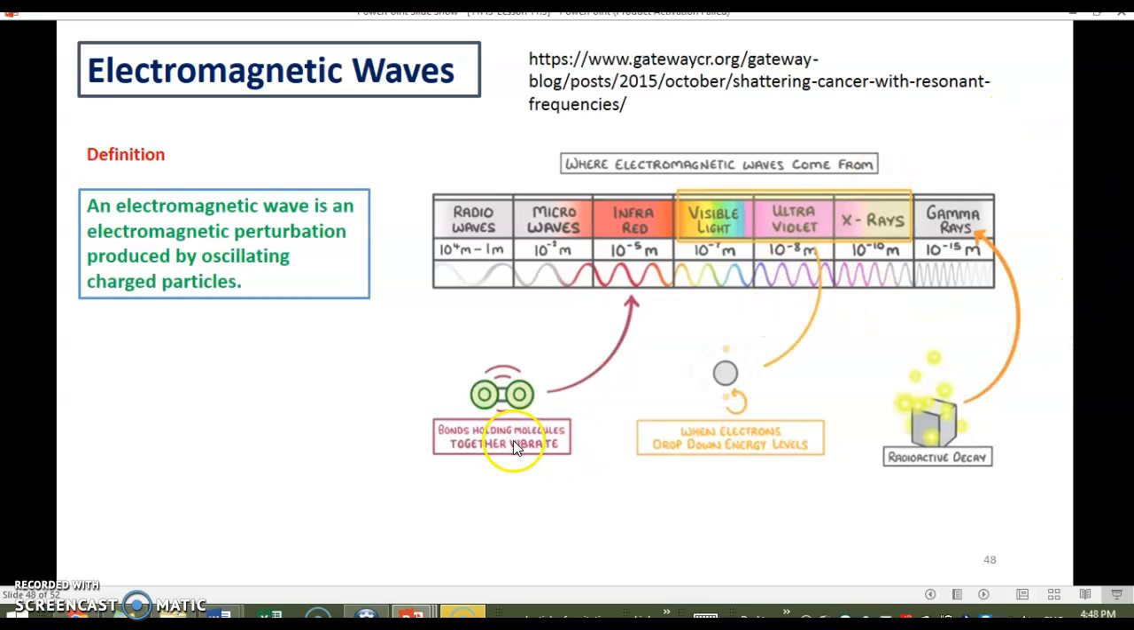So what are the causes of oscillating charged particles? Could be the bonds holding molecules together vibrate and thus produce electromagnetic waves. These bonds, of course, are bonds between electrons. Or when electrons drop down energy levels, you know that an atom is made up of a nucleus, including the protons and the neutrons, surrounded with electrons that take different energy levels. So if we have electrons jumping from one energy level to another, it's going to emit electromagnetic wave. Or it could be produced by radioactive decay.